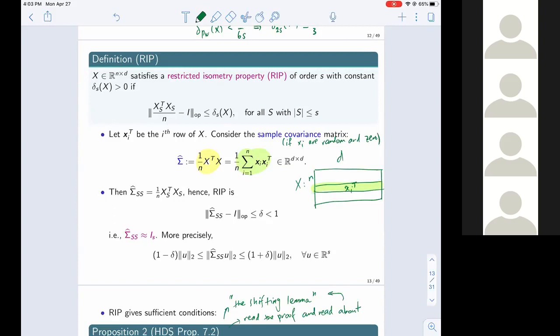And it's worth thinking about these things as sample covariance matrices. In particular, the expectation of sigma hat would be the expectation of x1 x1 transpose, which would be the covariance of x1, since the expectation of x1 is 0. So this would be an unbiased estimator of the covariance matrix.